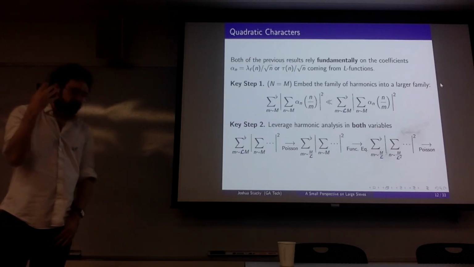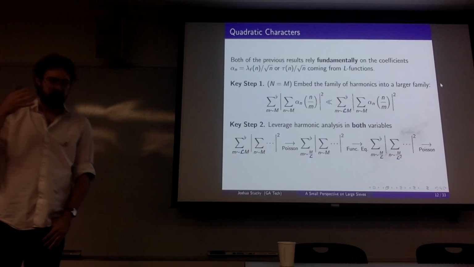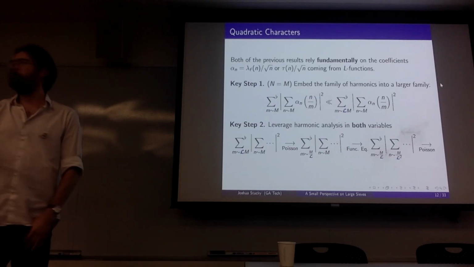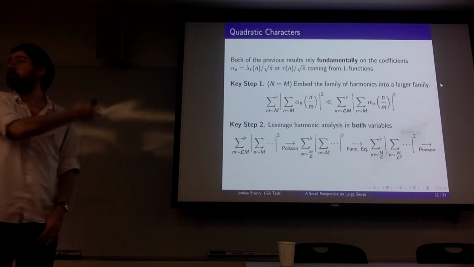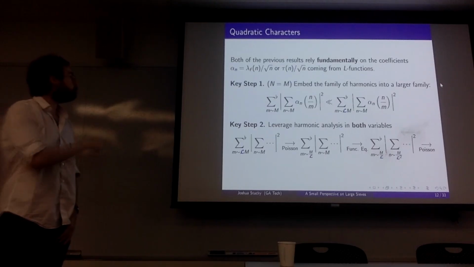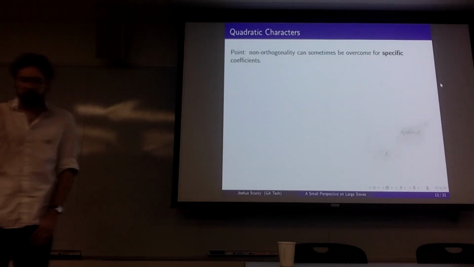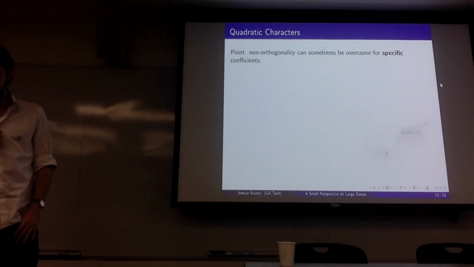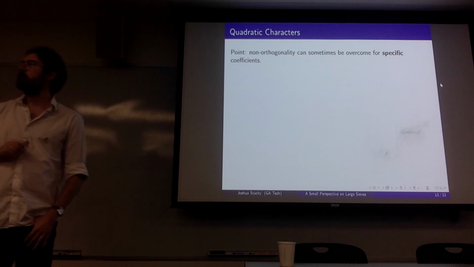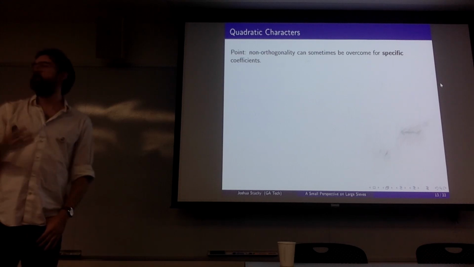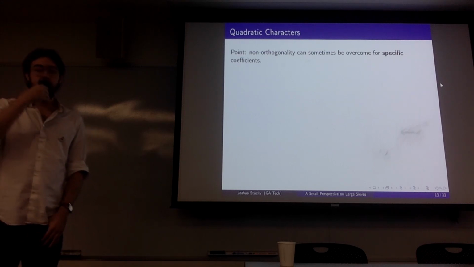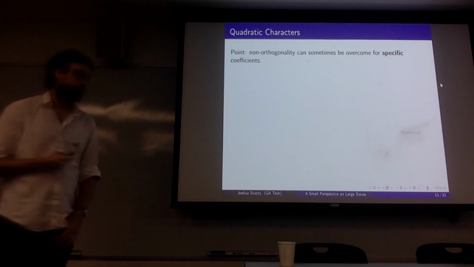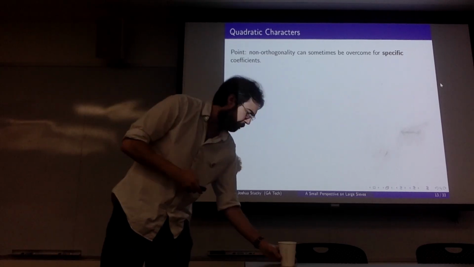But it relies fundamentally on the fact that you have the additional structure afforded you, essentially because you have GL2 coefficients, and you can work with those things. Okay? So the point is that when you have a non-orthogonal sieve, you can overcome this sometimes by just working with specific coefficients and exploiting the additional structure that you have there. Okay.